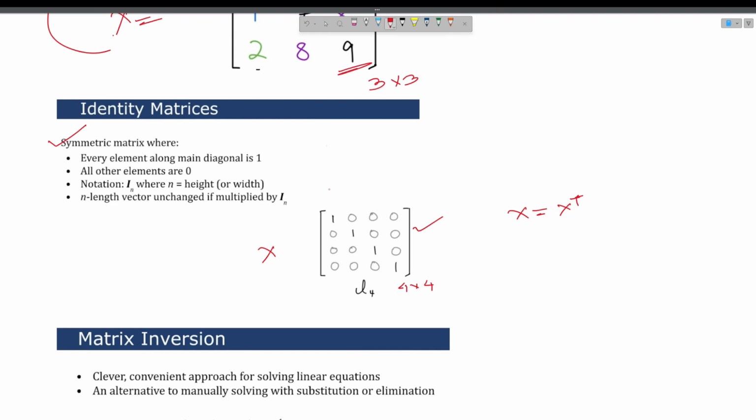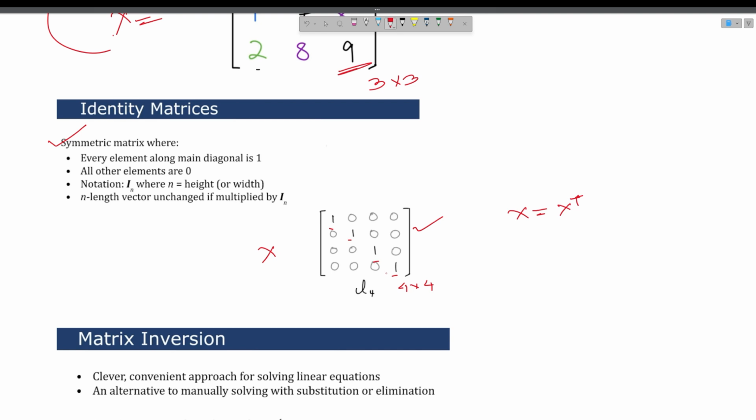Then after that, what has to be done? Every element along the main diagonal is 1. This is the main diagonal, the one in the middle, so it should be 1, and you can see every element here is 1. Great. Then all other elements are 0. Good.